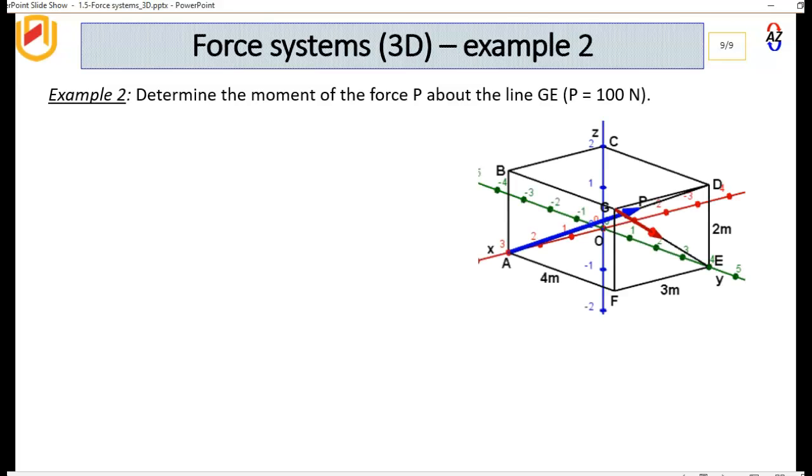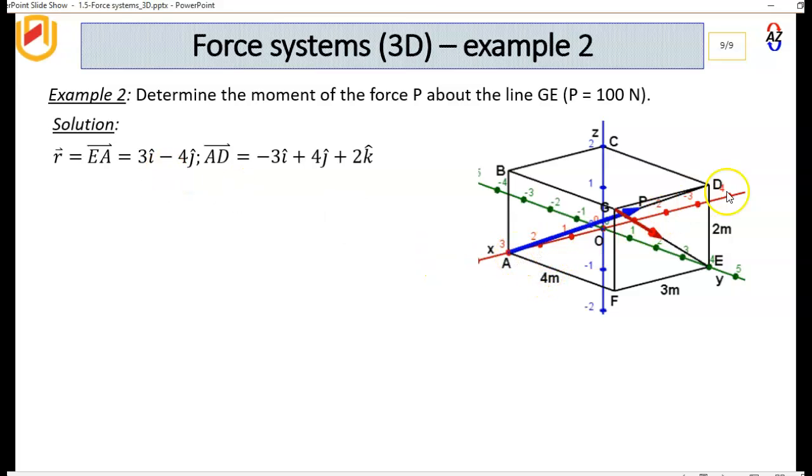Determine the moment of the force P about the line GE. So this is now a moment about an arbitrary axis where P is 100 newtons. So we're taking the moment of this about this line here. Let's see how to do this. The first thing is we ought to calculate the distance from anywhere on the line of action of this line to the point P. Then we take this point EA, so it will be something like 3i minus 4j. This is what we see here.